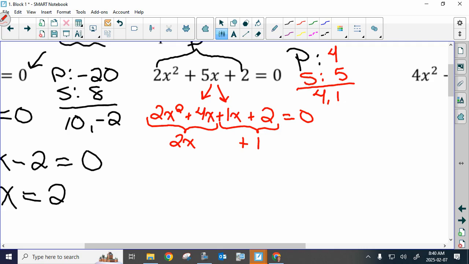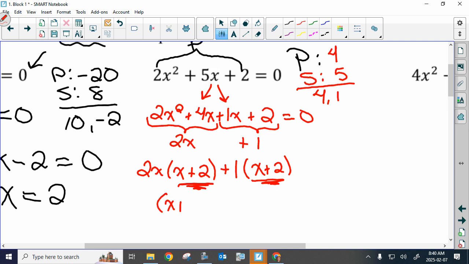So if there's no GCF, I need to put a plus 1 here. When you factor out that GCF, I'm left with x plus 2. Again, there was no GCF, but I need that plus 1 placeholder. And then I've got my x plus 2. Now this x plus 2 matches this x plus 2. And when I pull it out, the binomial factor that remains is the 2x plus 1.